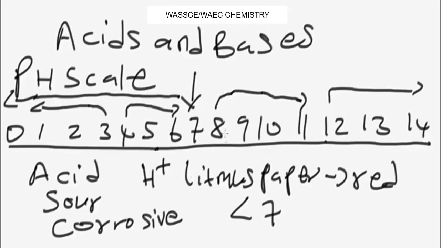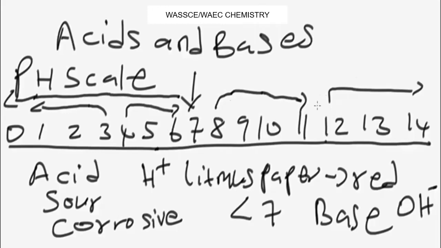Now, let's look at the concept of base. Just like an acid, a base is simply a substance that when dissolved in water, produces a hydroxide ion as the only negative ion. Alright, hydroxide ion. This is the general definition of a base. It's a substance that dissolves in water to produce a hydroxide ion as the only negative ion.